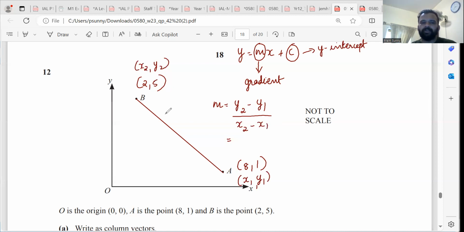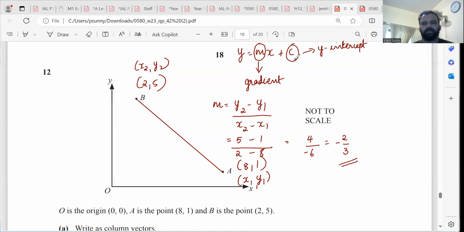What is my y2 here? y2 is 5 minus. What is my y1 here? y1 is 1, divided by x2. What is my x2 here? x2 is 2 minus. What is my x1? x1 here is 8. So 5 minus 1 is 4, divided by 2 minus 8 is minus 6, which can be further simplified to minus 2 over 3. Whenever we have a negative number in the denominator, it will always move to the numerator. So I got my m value.